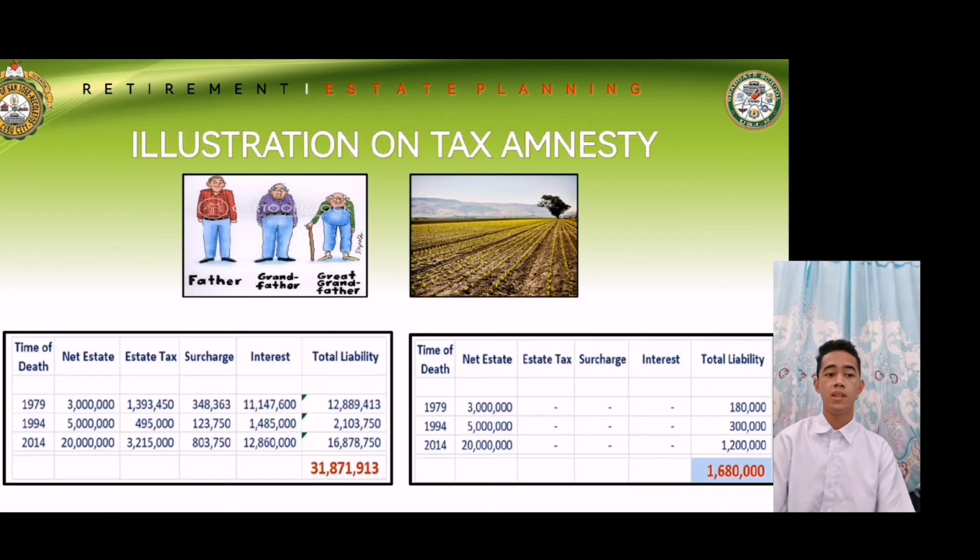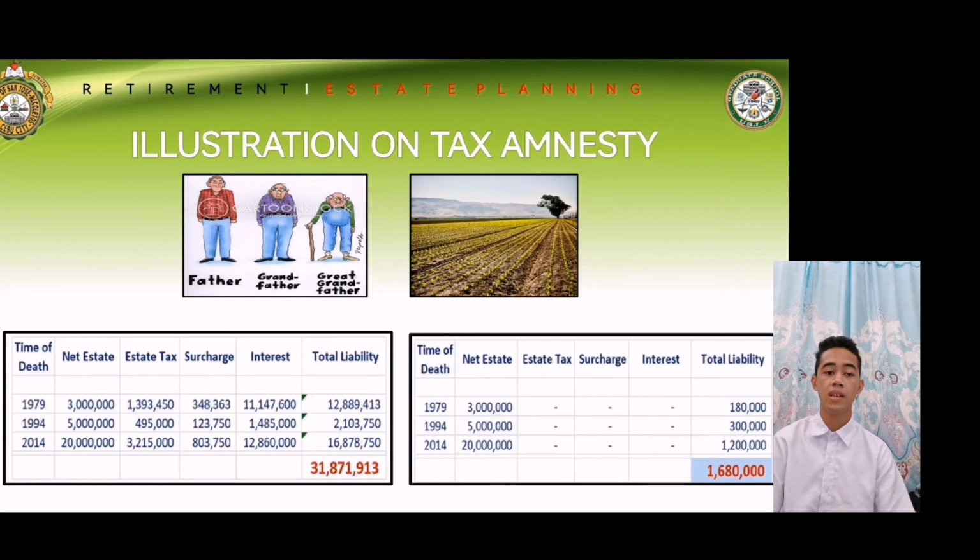Illustration and tax amnesty. We have here the time of death in 1979. The net estate is 3 million. The estate tax is 1,393,450. The surcharge or penalty is 348,363. The interest is 11,147,600. The total liability is 12,889,430. In 1994, the net estate is 5 million.